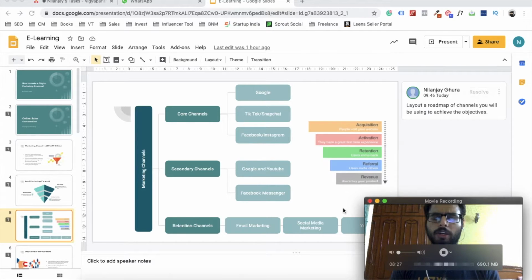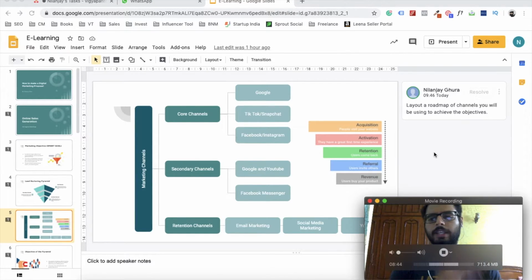They will think that, okay, yeah, this person has a good idea of generating things, and he can really help me out in meeting my objectives. So as I have also mentioned here, lay out a roadmap of channels you will be using to achieve the objectives. So basically, you need to tell the person how you're going to achieve the objectives.